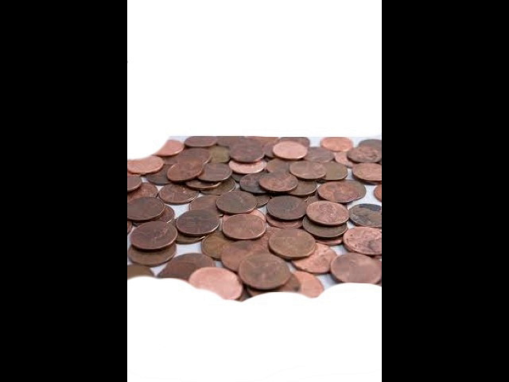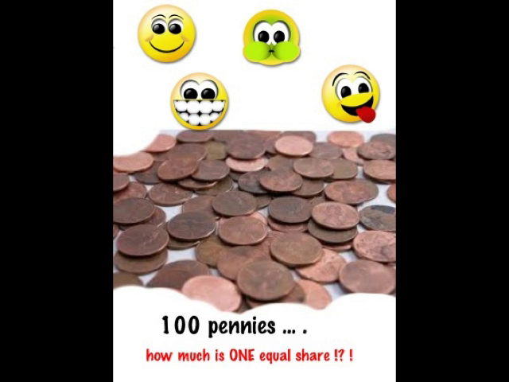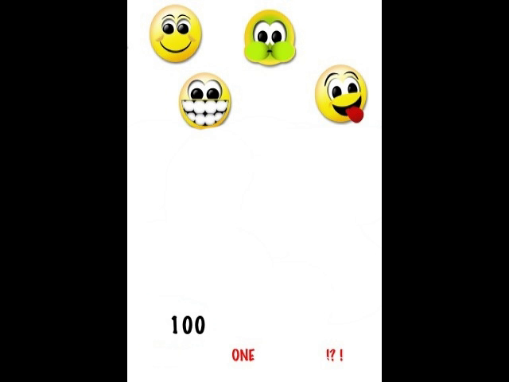Okay, we're going to do one more example having to do with money. You're going to get a lot of word problems in algebra. 100 pennies, okay? And 4 people. We're going to try to get it so that there's an equal share to each person. 100 pennies, 4 people. How much is one share?